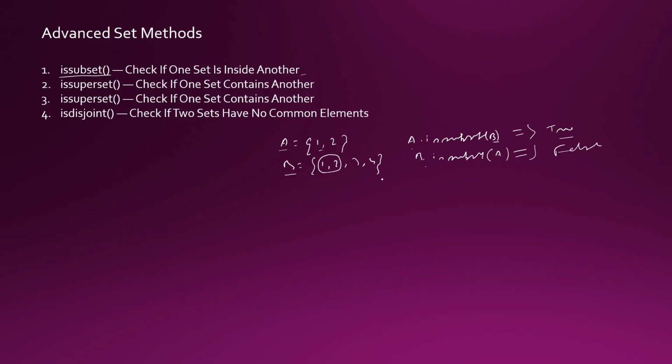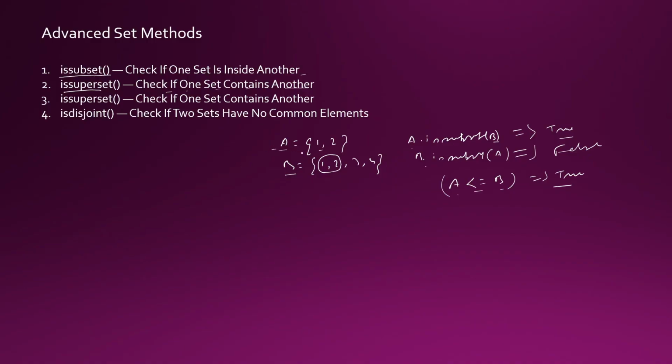Just like other operations, subset can also be performed using a symbol. If we write A is subset of B, we can write it like this: A less than equal to B. That means A is a subset of B. That is true. So we can use is subset, or we can use the less than equal to symbol.